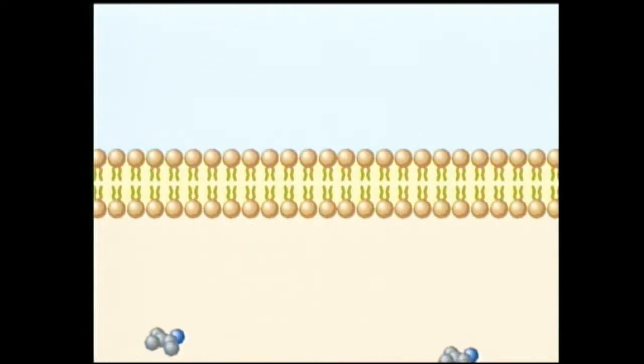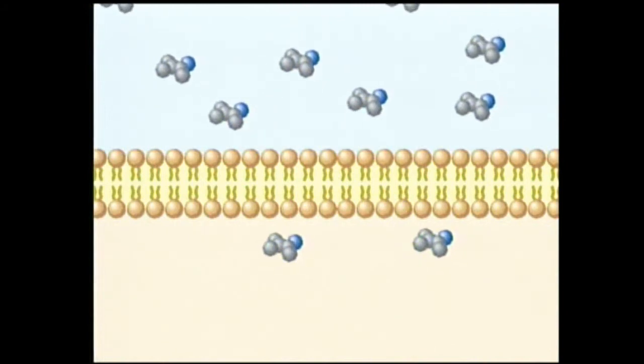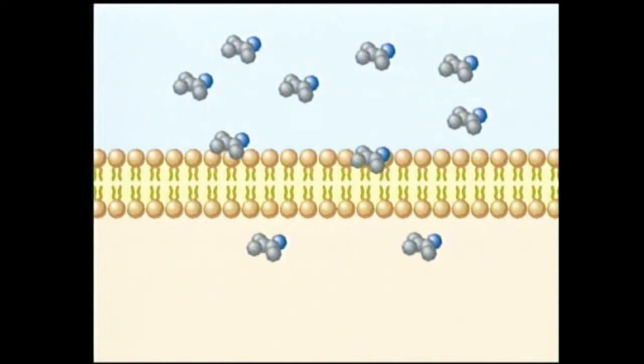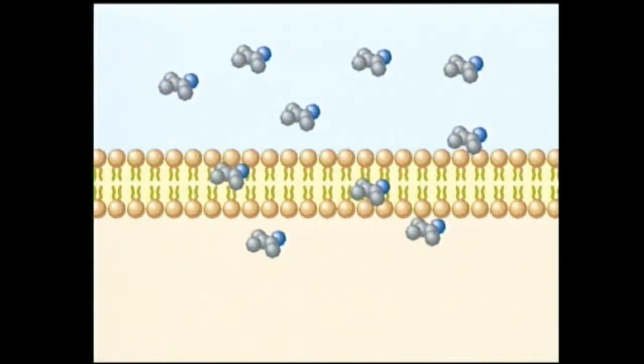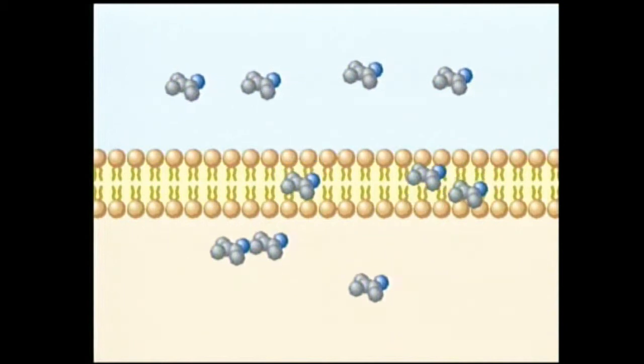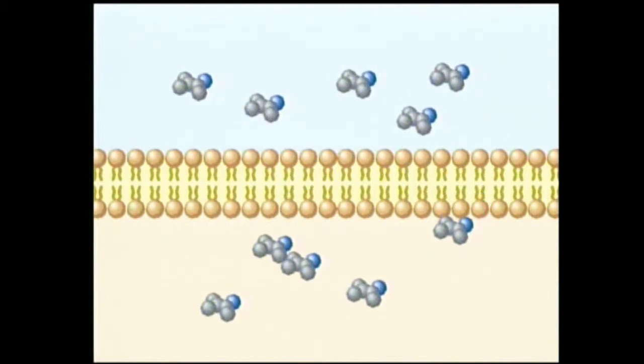The net flow of molecules depends upon their concentration inside versus outside the cell. Molecules tend to move from an area of high concentration to an area of low concentration. No energy is required to move the molecules. This is an example of passive transport.